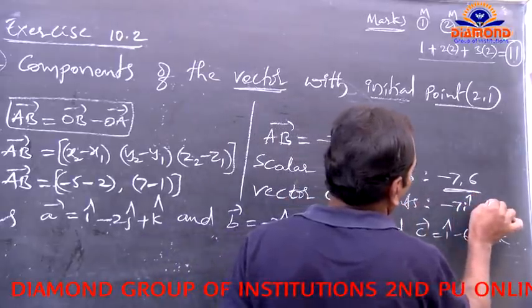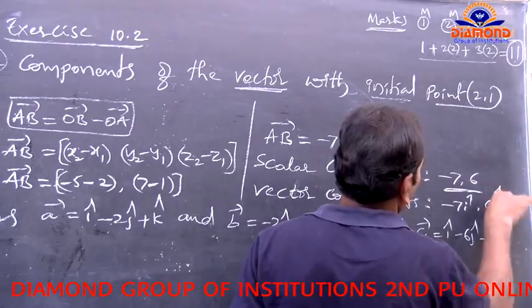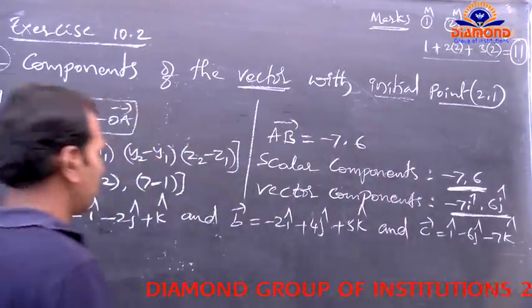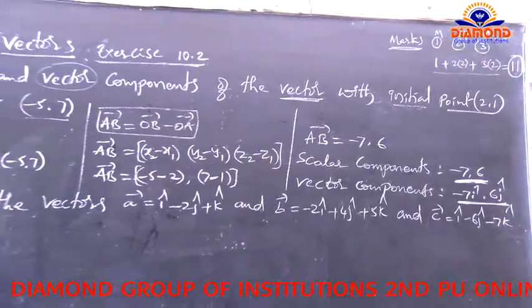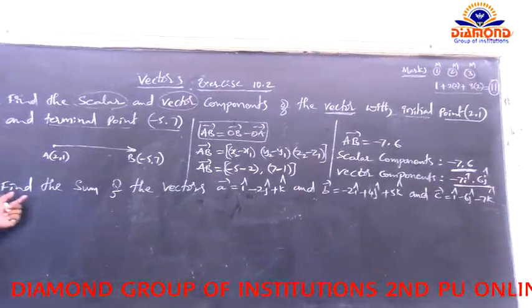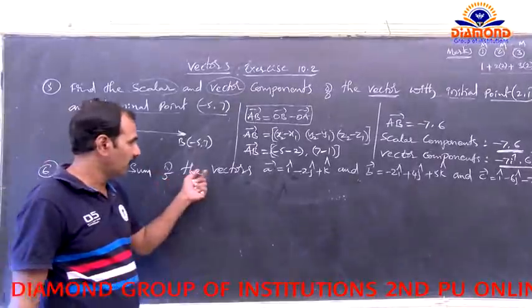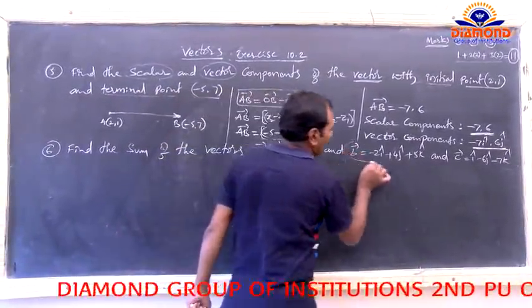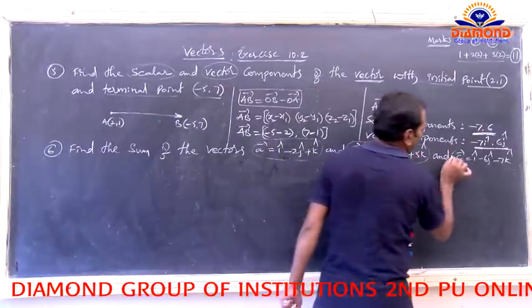-7 i cap, 6 j cap. So these are vector components. These are scalar components. Next, sixth question. Find the sum of the vectors A bar, B bar and C bar.